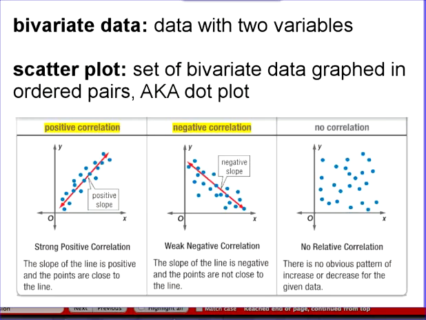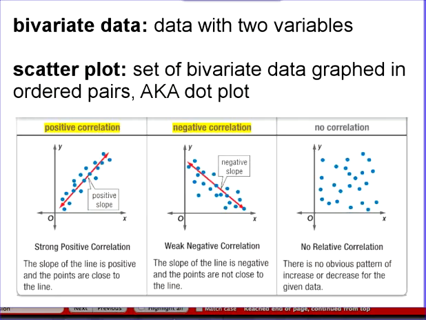And so this is a definition of bivariate data. I really don't think you need to memorize this definition of bivariate data. If you think of the word bivariate, first of all, bi means two. Variate is a root word of variable. So two variables. And so notice what the definition is, data with two variables. A scatter plot is a set of bivariate data graphed in ordered pairs. It's also called a dot plot. Okay? And so one of the things we're going to talk about then is correlations. Positive correlation, and negative correlation, and no correlation.